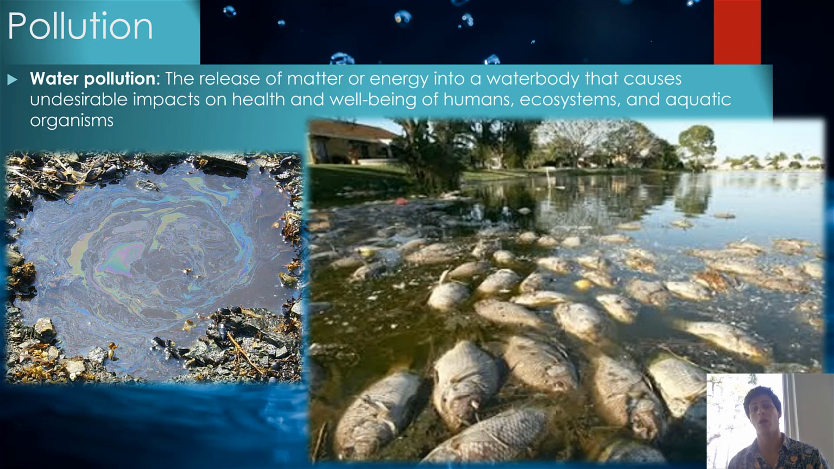So going a little further, water pollution is generally defined as the release of matter or energy into a water body that causes undesirable impacts on the health and well-being of humans, the health and well-being of ecosystems, as well as specifically aquatic organisms. And this can take a variety of different forms. Normally, it is going to be some sort of material or chemical that causes the problems, but it can also be energy pollution or a sort of solid such as plastic pollution, which is more and more frequently causing the majority of the problems. It seems like every day now we are getting a new news article talking about how another whale or dolphin or sea turtle died from ingesting just God knows how much plastic.